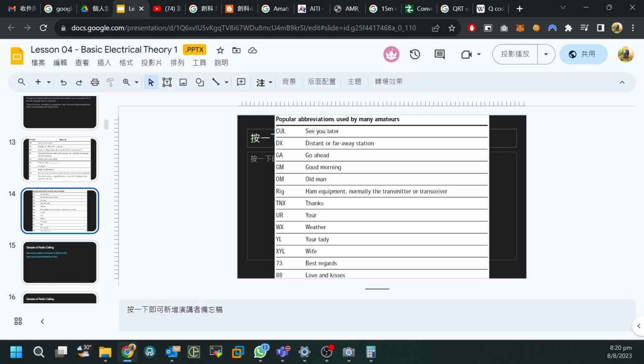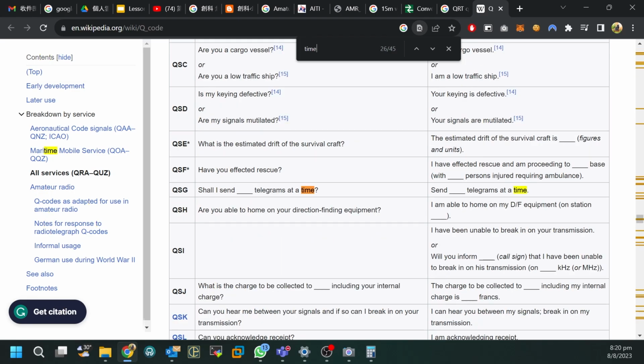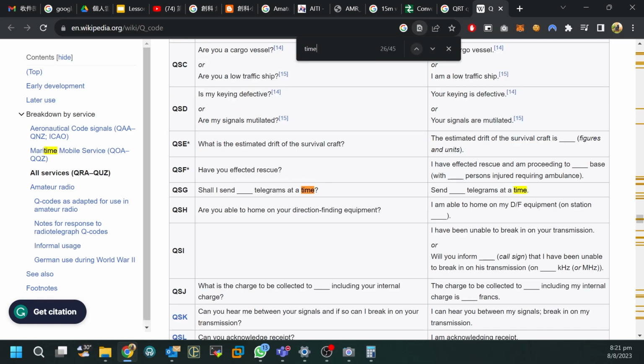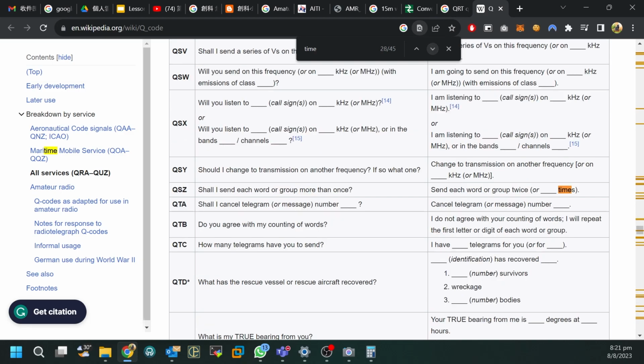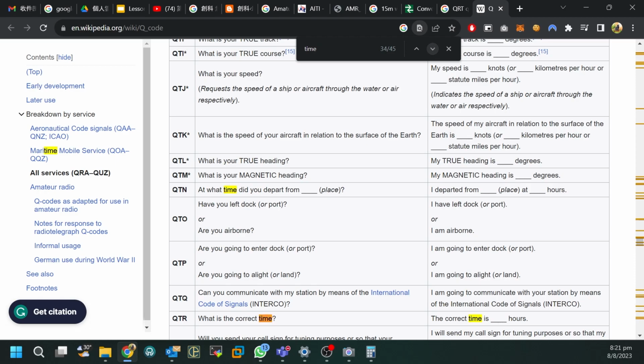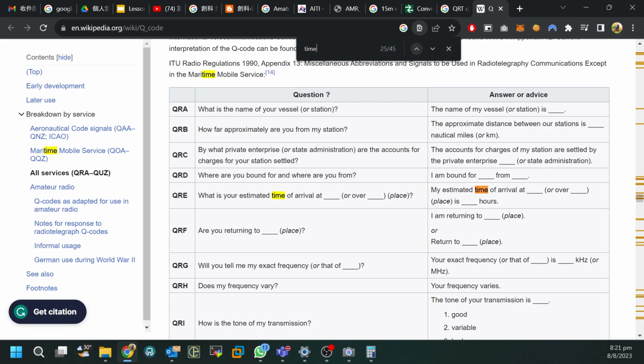Also, in the Q code, I think that's why the lady used the call sign XYL, because XYL means something. Just a minute. I guess there is one Q code asking, "I'm busy at the moment, so can you call me at a later time?" But I forgot which one.